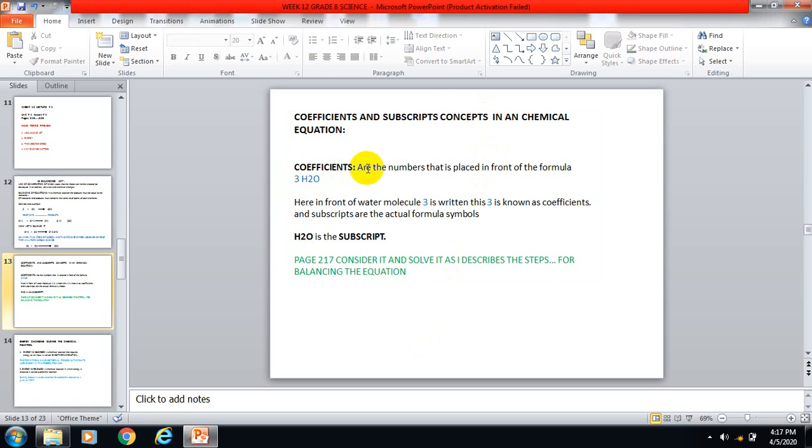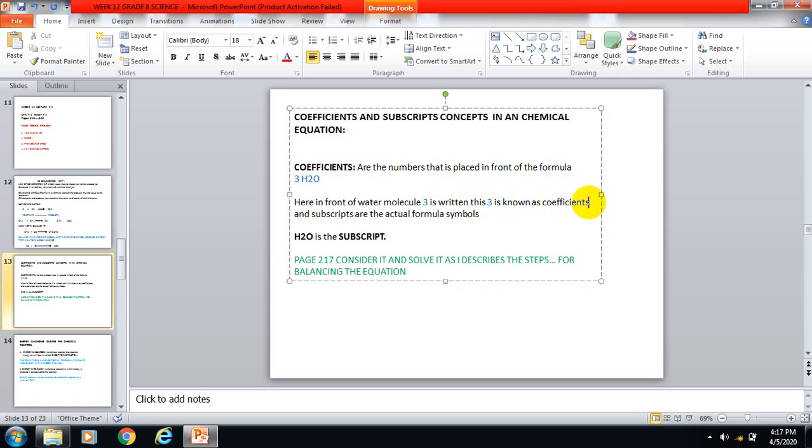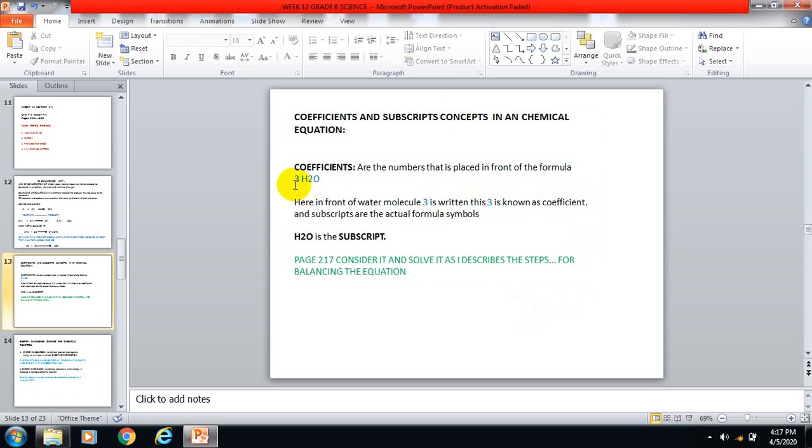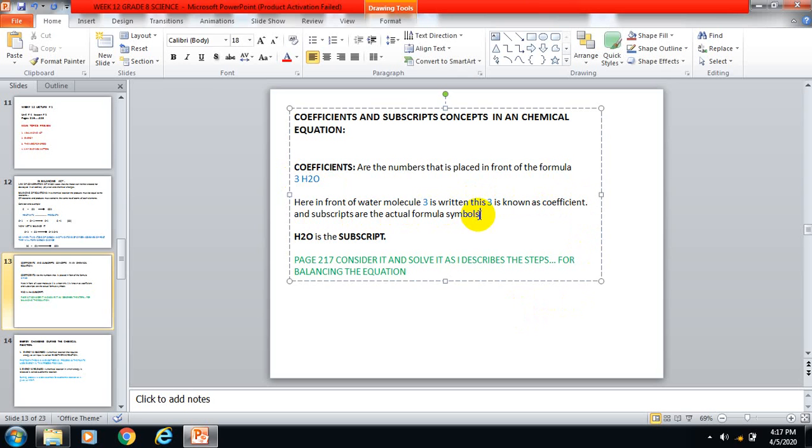Coefficients are the numbers placed in front of the formula. Like H2O is the formula, so 3 H2O, I wrote it down here. In front of the water molecule H2O, 3 is written. This 3 is known as what? The coefficient. Understand? And the subscripts are the actual formula symbols.